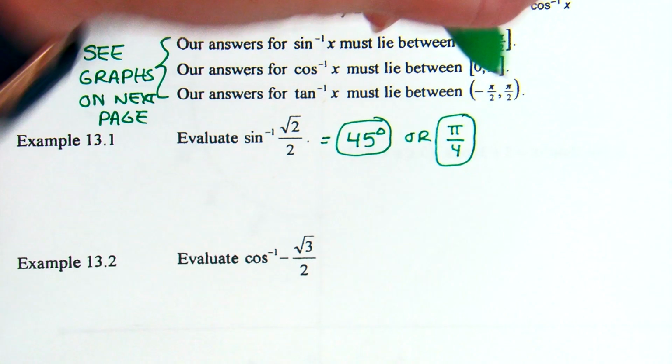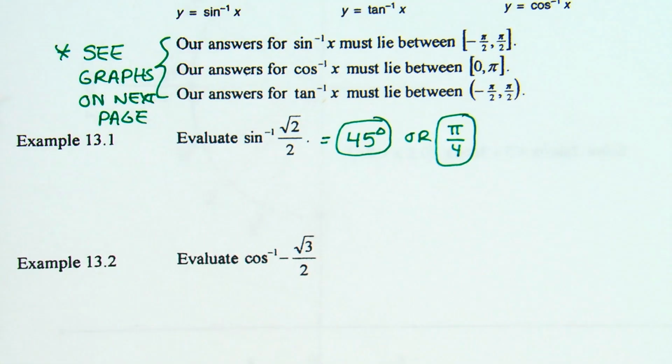Now, if you put it in your calculator, sine inverse of square root of 2 over 2 is going to spit one of those answers back at you. And this was an easy one. It's positive, so we automatically know quadrant 1, right? No need to think hard about it. Okay, example 2. Evaluate cosine inverse of negative square root of 3 over 2.